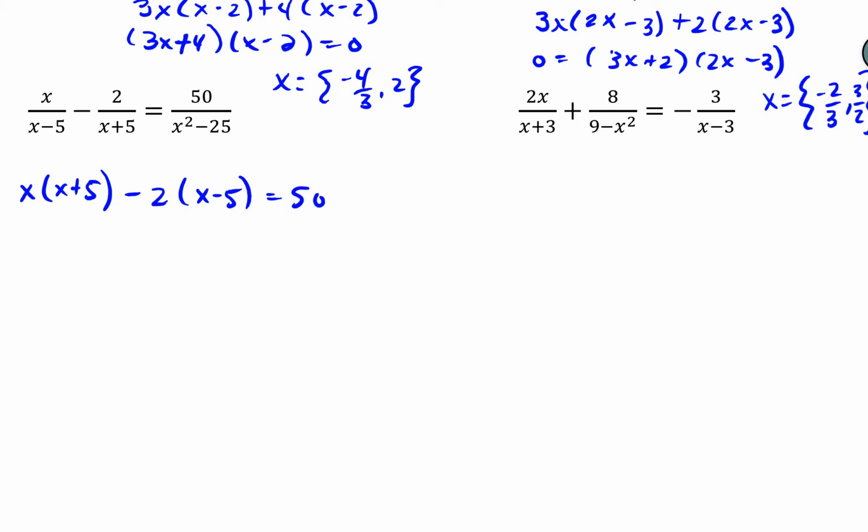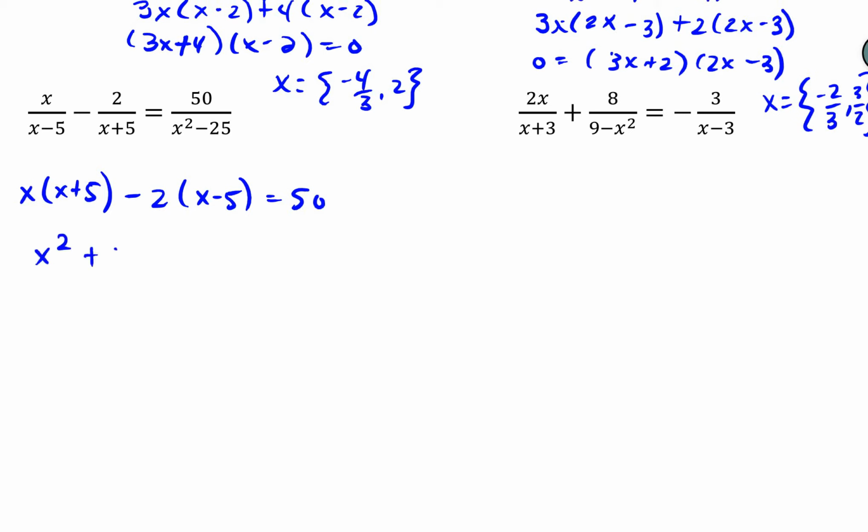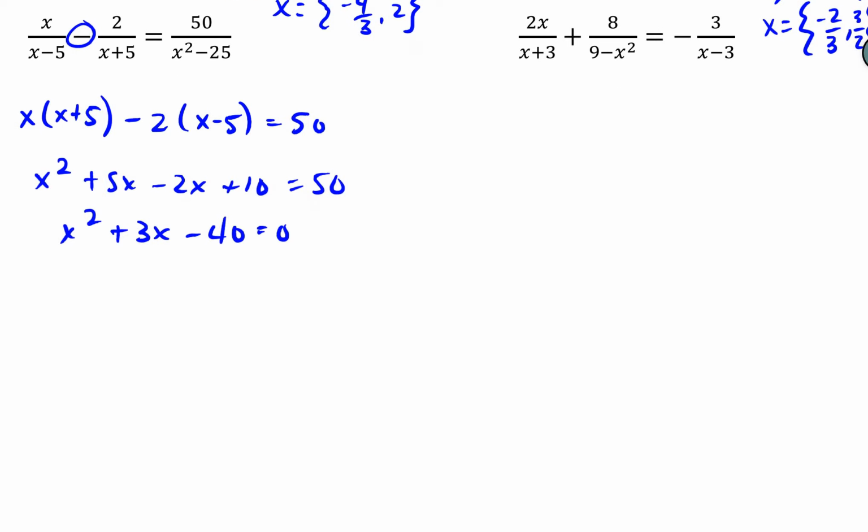If I distribute, x squared plus 5x minus 2x plus 10 equals 50. Common mistake here is remembering that the negative goes to everything. Combine your like terms, x squared plus 3x minus 40 equals 0. I get the minus 40 by subtracting the 50 to the other side. I get answers of x plus 8, x minus 5.